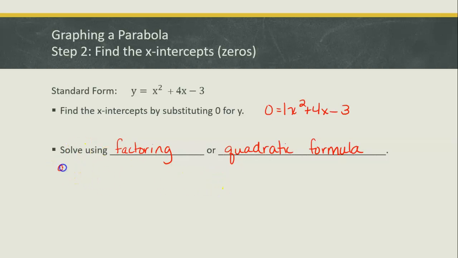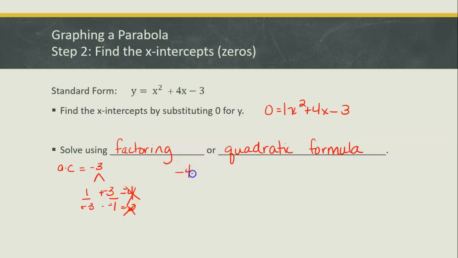We're going to multiply a times c. So we do 1 times -3 and get -3. We're looking for two numbers that multiply to be -3 and add to be 4. So what we've got is 1 times -3. Nope, that would add to be -2. Positive 3 times -1. Nope, that would add to be +2. So it looks like it's not factorable, which means we have to use the quadratic formula.